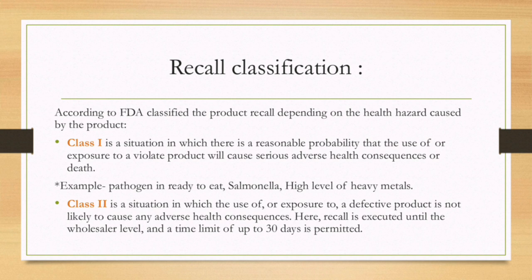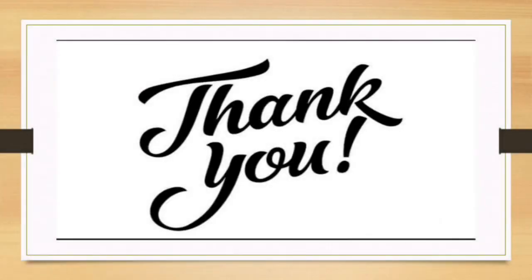Recall classification. According to FDA, the product recalls are classified depending on the health hazard caused by the product. Class 1. It is a situation in which there is a reasonable probability that use of or exposure to the products will cause serious health consequences or the death. Example, pathogen in ready to eat food, salmonella, high level of heavy metal. Class 2 is a situation in which the use of or exposure to the defective product is not likely to cause any adverse health consequences. Here, the recall is executed up to the wholesaler level and the time limit of up to 30 days is permitted.